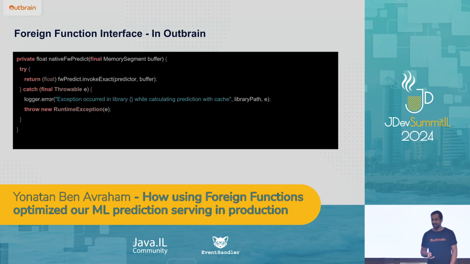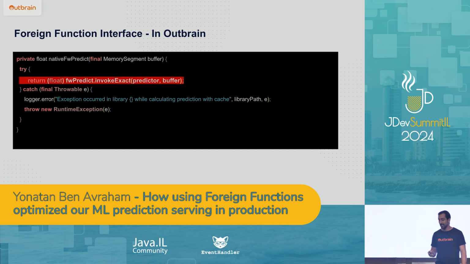It's another private Java function. But the real place where the call to the native function happens is in this try clause. The fwPredict.invokeExec is how we are doing the actual call. And here we send the predictor and the buffer, and we receive a float. It looks much more like the signature of the Rust function we just saw. But that's all, right? It's a bit too easy. That's all we need to do?